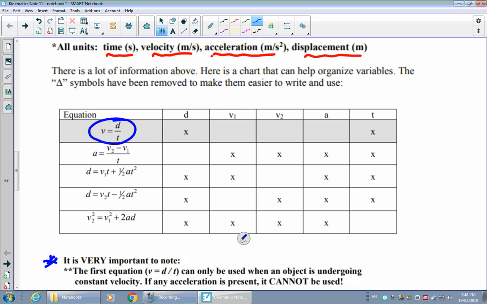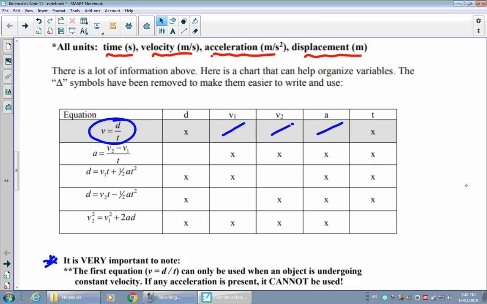Because if you notice, it doesn't say anything about acceleration, and it doesn't say anything, for that matter, about a v1 or a v2, because terms like v1 and v2 are things we use when something's changing its velocity. And of course, there can't be any acceleration either, because that would mean that it's changing its velocity. So this equation can only work and only make sense when we've got 0 acceleration, something moving at constant velocity.